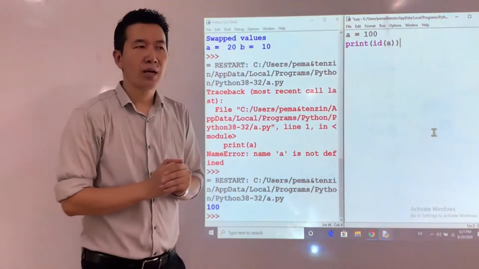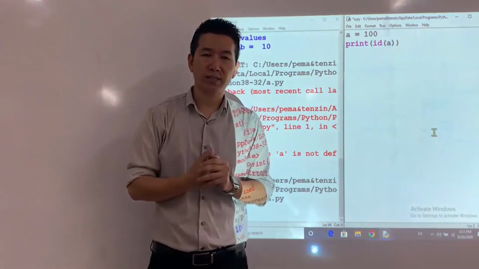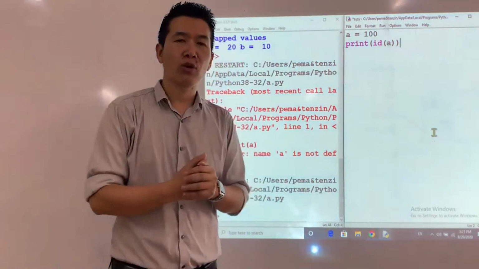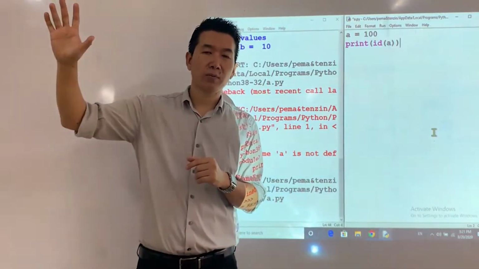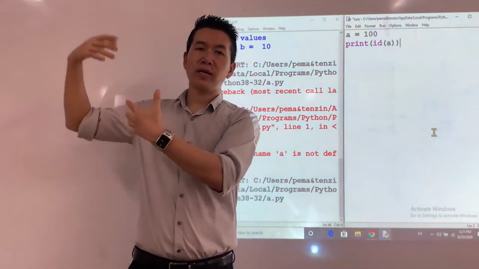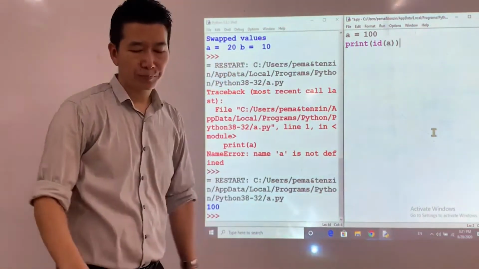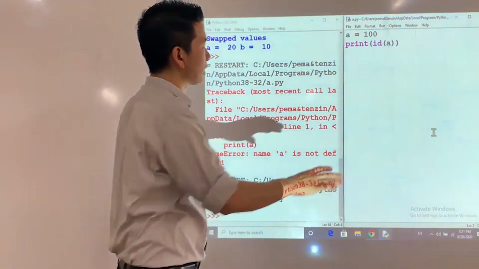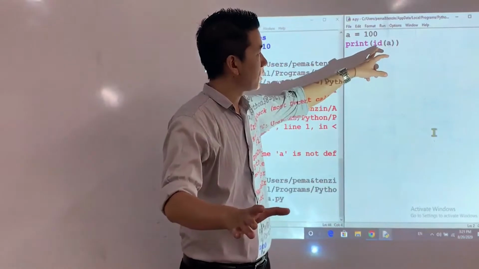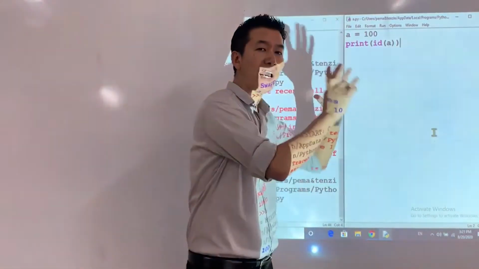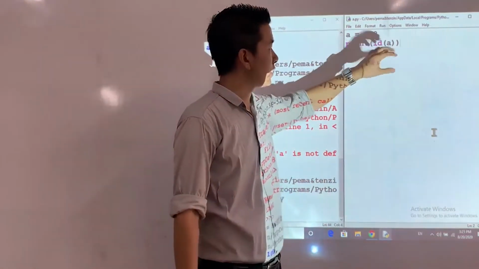I won't tell you much about functions, but you have used functions in class 9. In spreadsheet software, you have functions like sum, average, max, minimum, rank. Those were nothing but functions which automatically carry out a certain specific task. So ID is one such function, and its purpose is to print the address of the value which is referred to by the variable A.